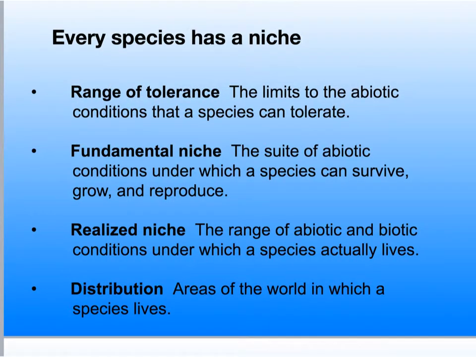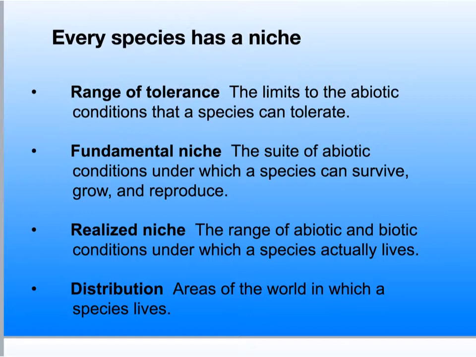Every species has an optimal environment in which it performs very well. All species have a range of tolerance or limits to abiotic conditions that they can tolerate, like extreme temperatures or humidity, salinity, pH. All of this illustrates a concept of environmental factors where a species can live. So they all have a range of tolerance, and all species have a fundamental niche, which is the suite of abiotic conditions where they can survive and reproduce at their best.